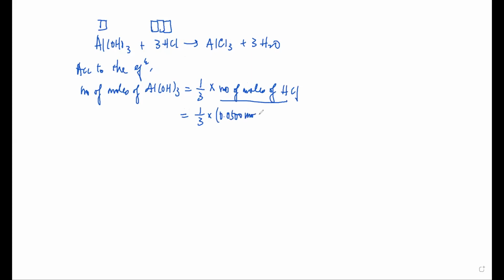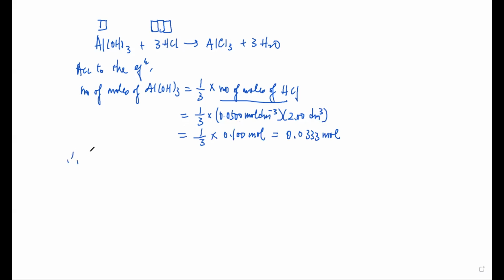0.0500 mole per dm cube times its volume, 2.0 dm cube. So what we get is about 0.100 mole of acid originally. You divide it by 3 and you will get 0.0333 mole, 3 significant figures, right?